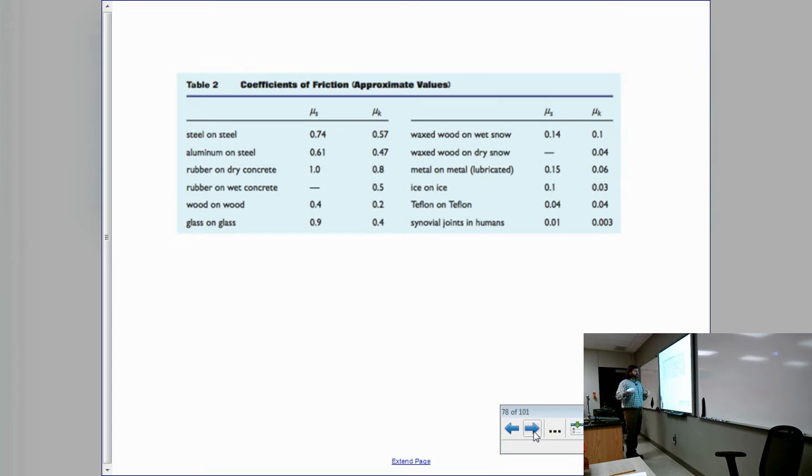Now, this illustrates something that I haven't really said. Higher coefficients of friction, closer to 1 being about the highest you could have, are the stickiest materials with the highest amounts of friction. And lower, closer to 0, means less friction. 0 would be the lowest you could possibly have, but that's not possible.